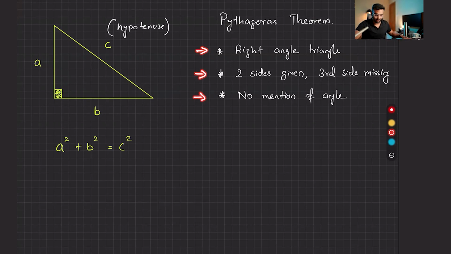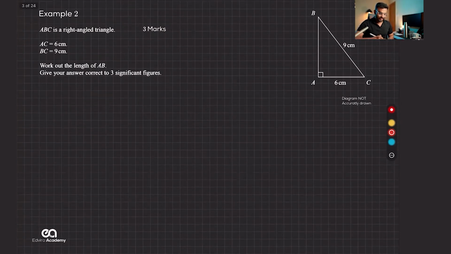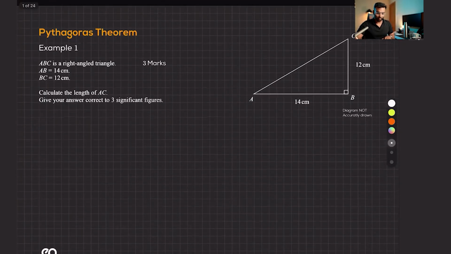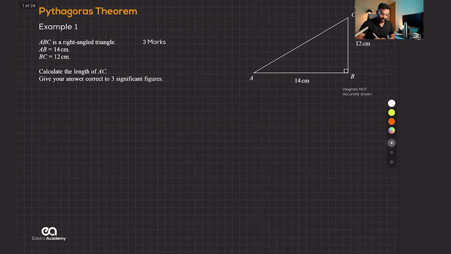We will go to past exam questions. Okay, here is a past exam question. This is the one. Quite simple. Correct to three significant figures. If you have a calculator, please take them out. You are allowed to use calculator for this lesson.